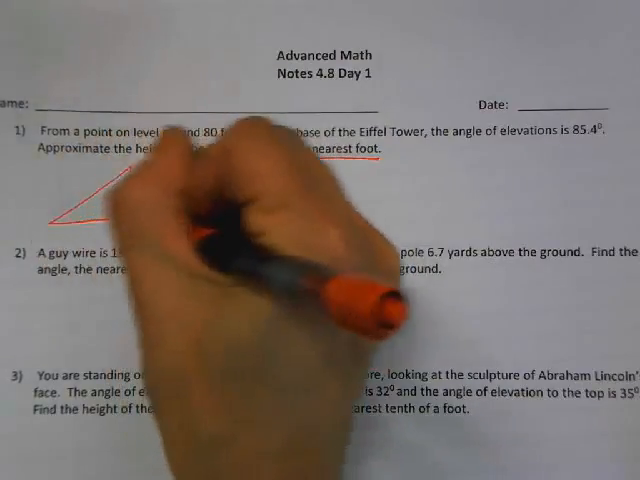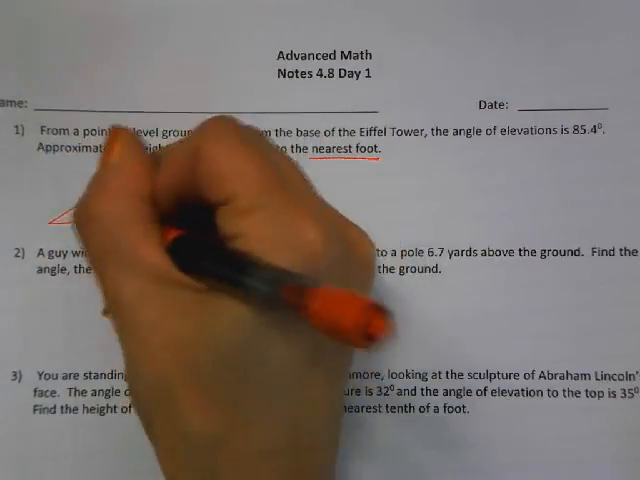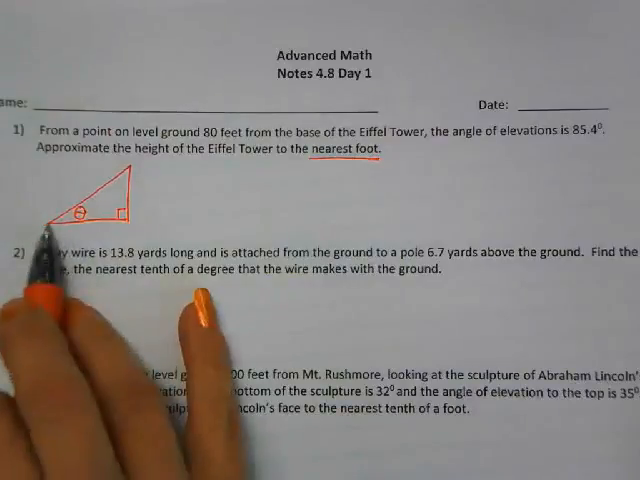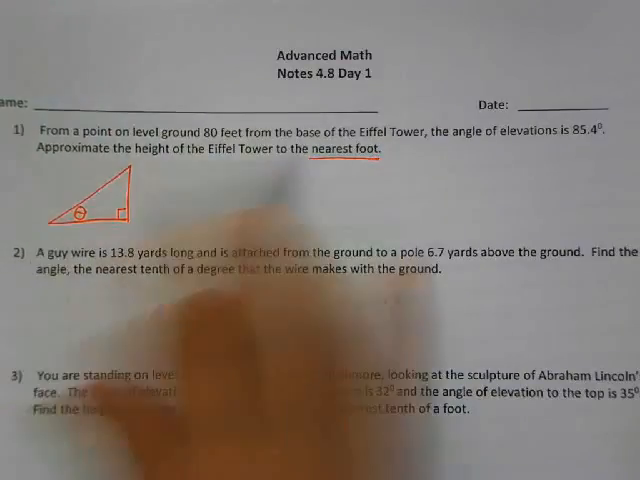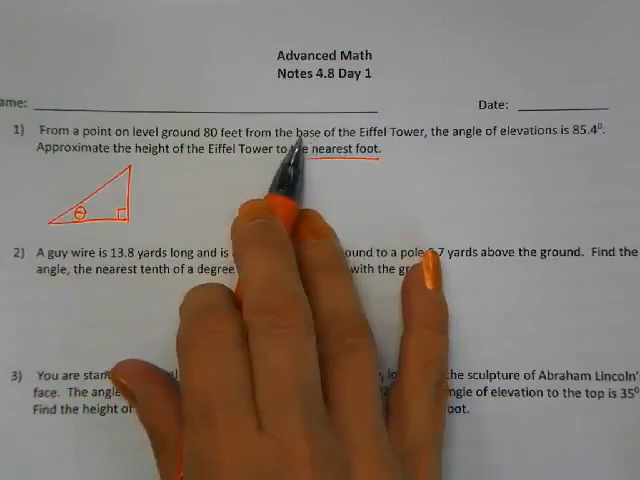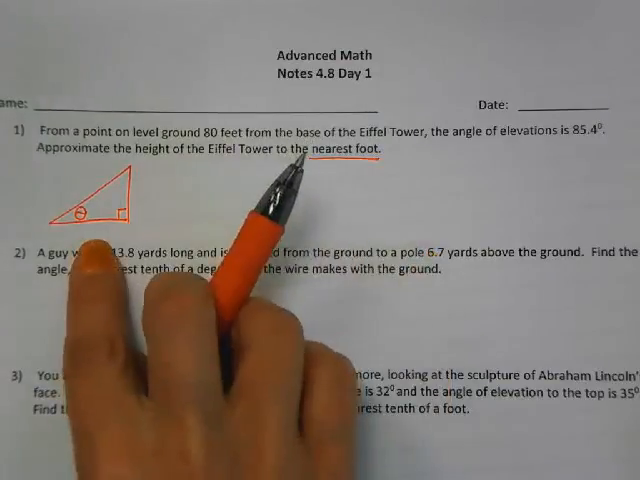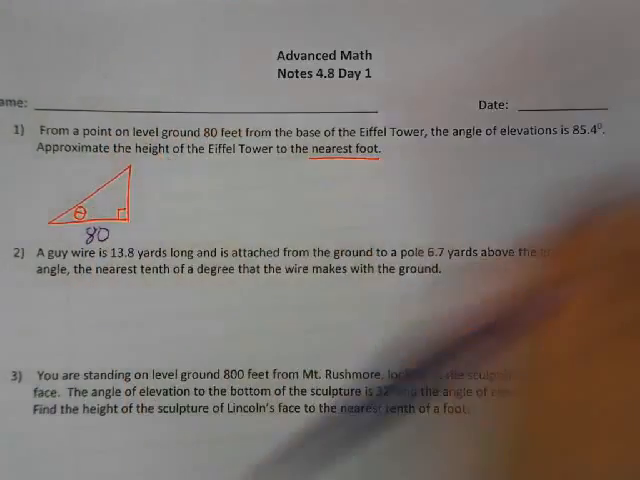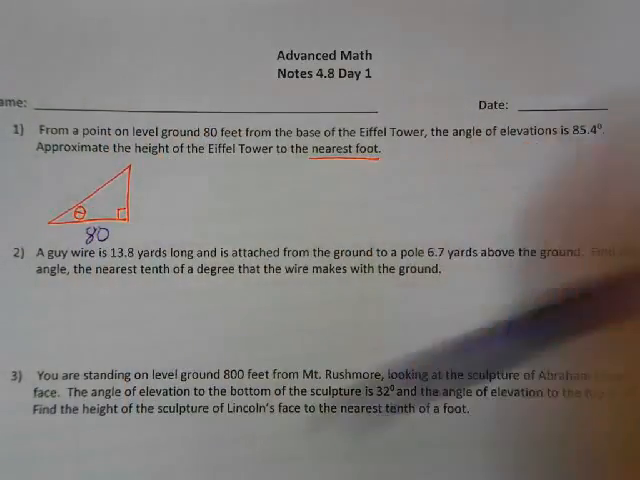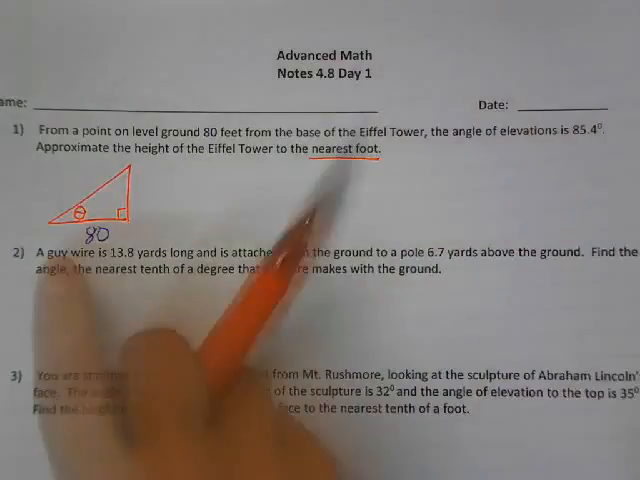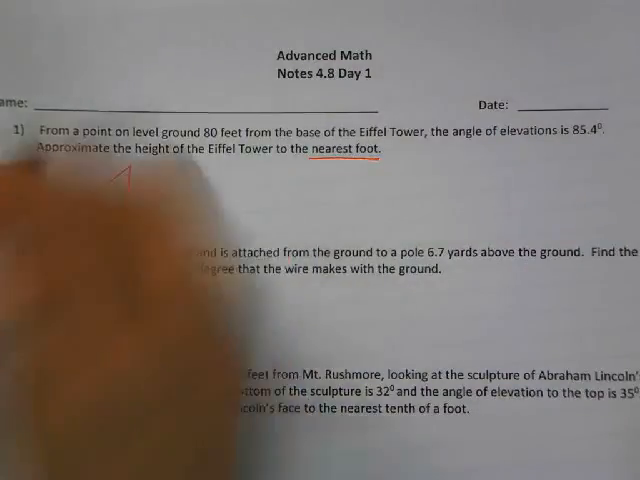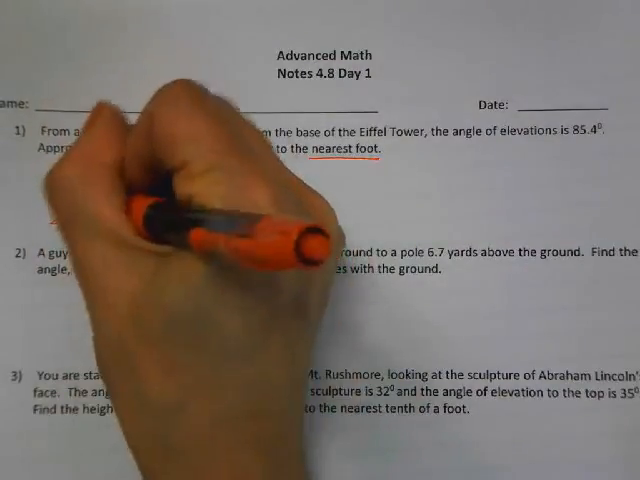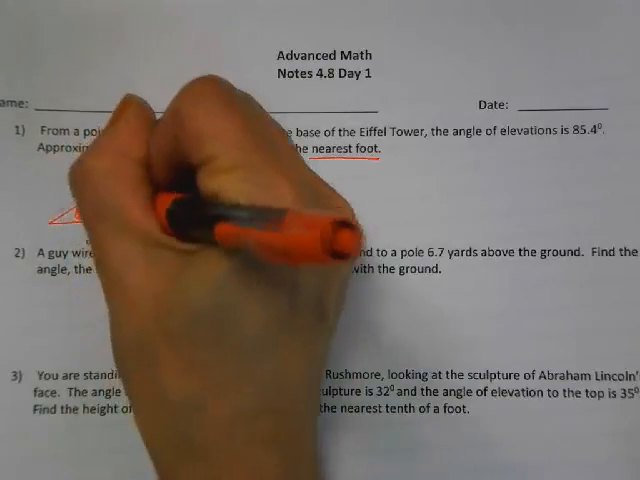And we're going to go ahead and draw ourselves a little picture. So there's theta. So you're standing on level ground, 80 feet from the base. So when you see base, we know that that goes on the bottom. So put your 80 here on the bottom. The angle of elevation. Angles of elevation are always here in the corner. So in where our theta is, we're going to change it to be 85.4.